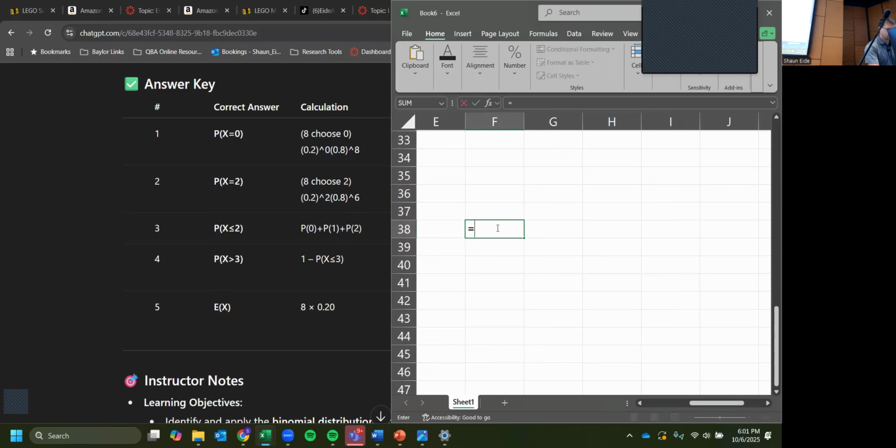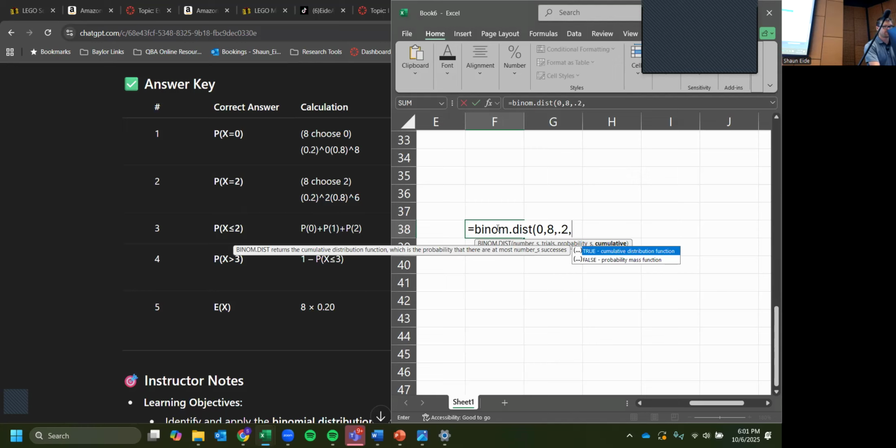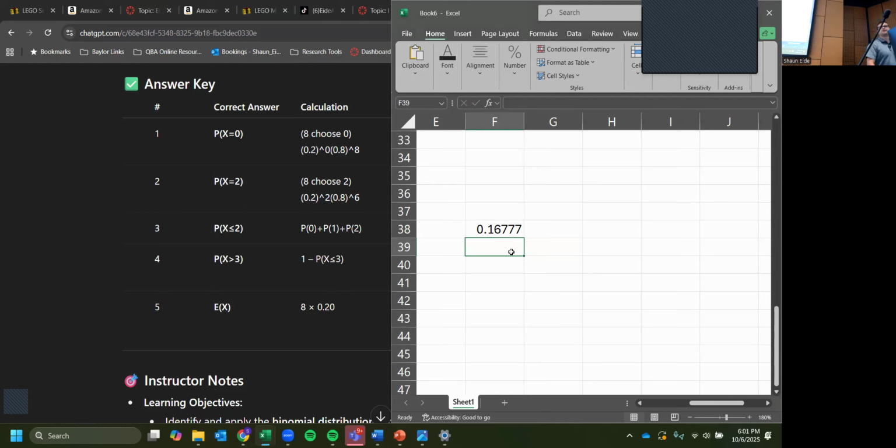Okay, equals binom dot dist. The number of successes. How many successes do I want? 0. How many trials do I have? Probability of success. And then true or false. Here it doesn't matter, but we'll just put false. So what's the probability that no students leave early if there's only 8 students? Yeah, 16.7%.